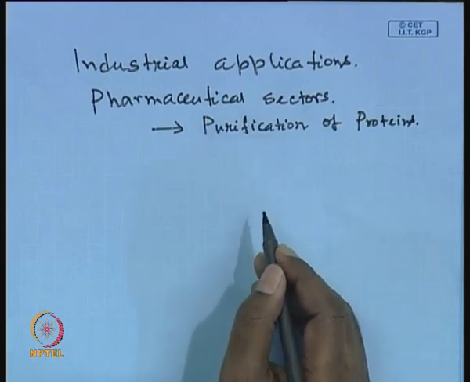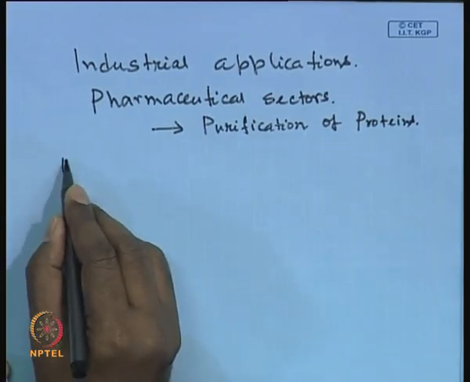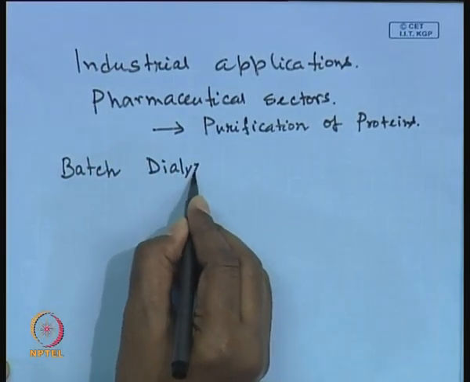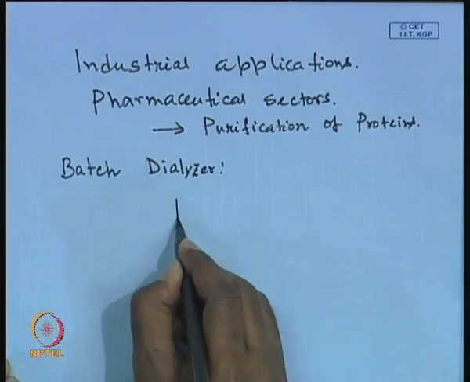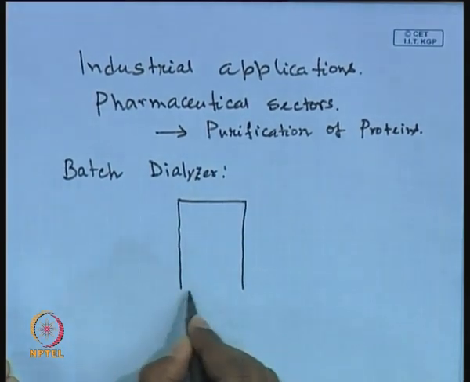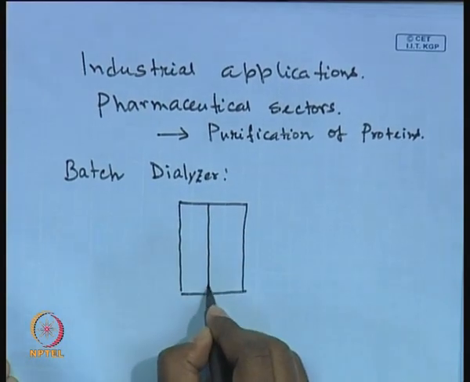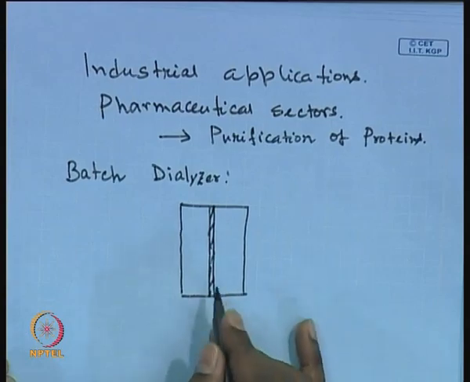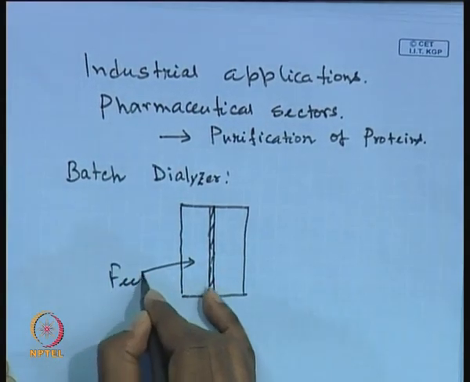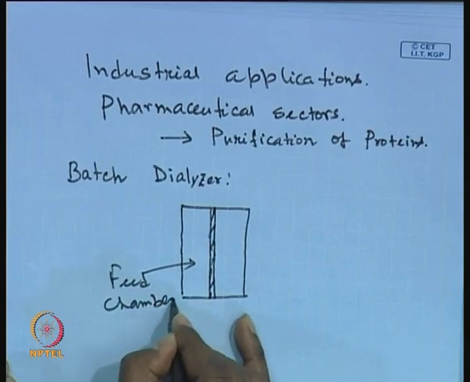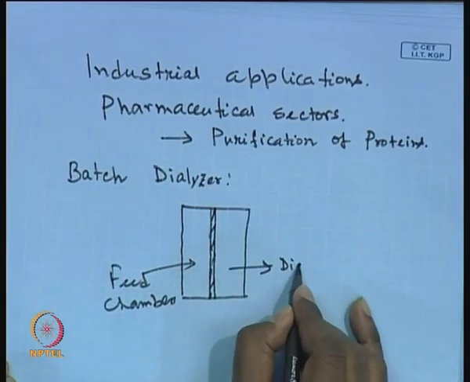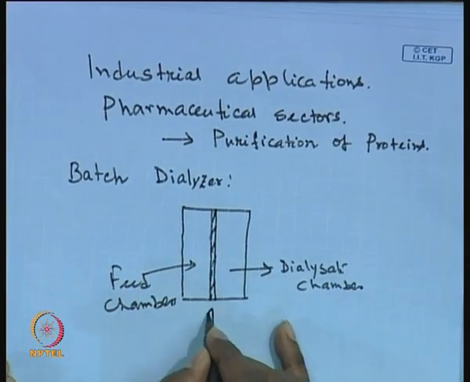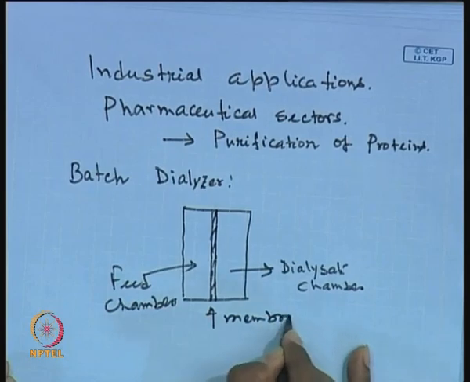Now, let us look into the principles of the dialyzer. Let us first look into a schematic of a batch dialyzer. This is a batch dialyzer, this is a feed chamber and this is a dialysate chamber. And here we put the dialysis membrane.